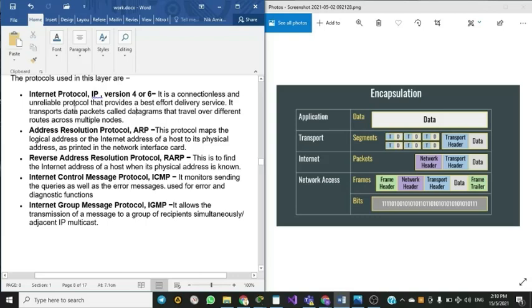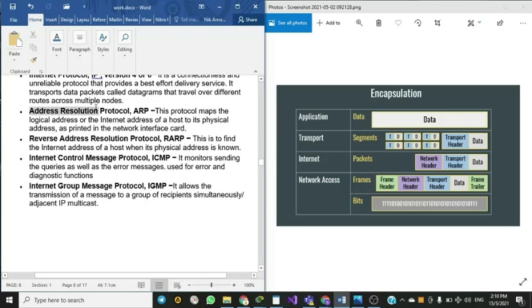We talk about this one. Address Resolution Protocol (ARP) is a protocol that maps the logical address, or the internet address, of the host to the physical address printed in the network interface card. MAC address.